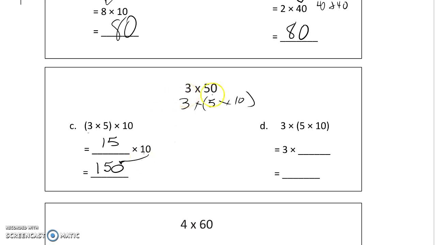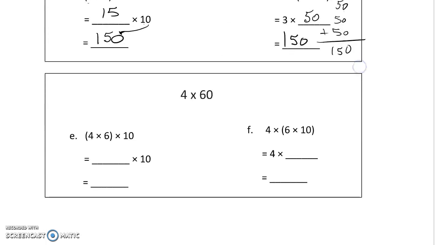Okay, now here's the other way. So 3 times 5 times 10, so we do the 5 times 10 first to get 50, and now we're back to where we started. We're at 3 times 50, so you've got 50 plus 50 plus 50, right? 0 plus 0 plus 0 is 0, then 5, 10, 15. There's your 150. Two different ways of getting there.